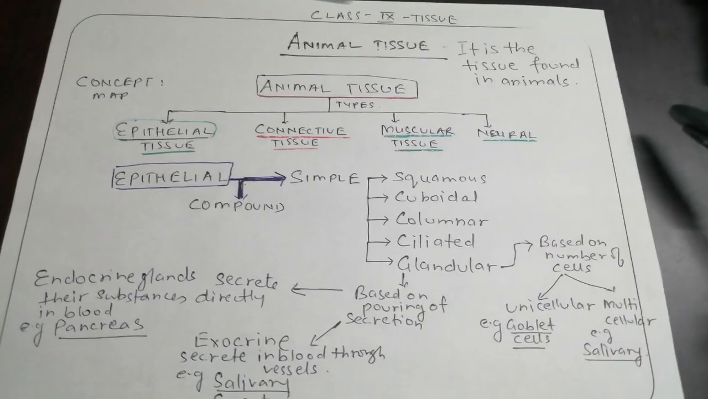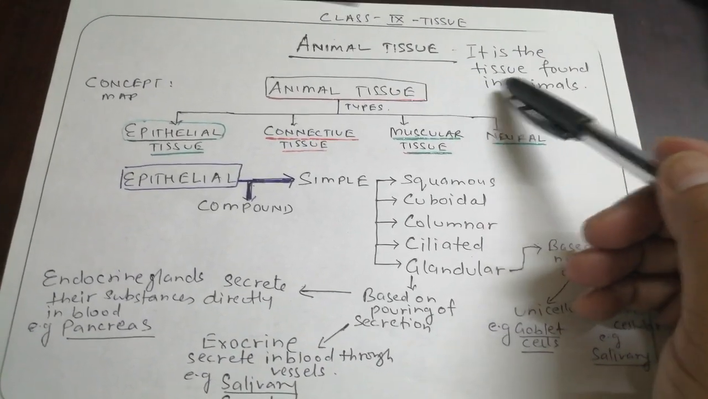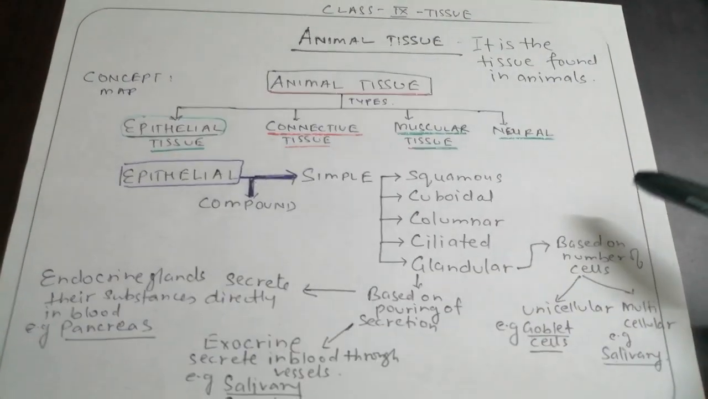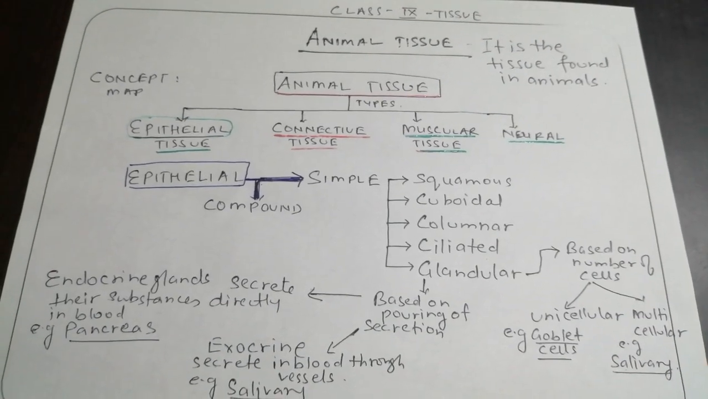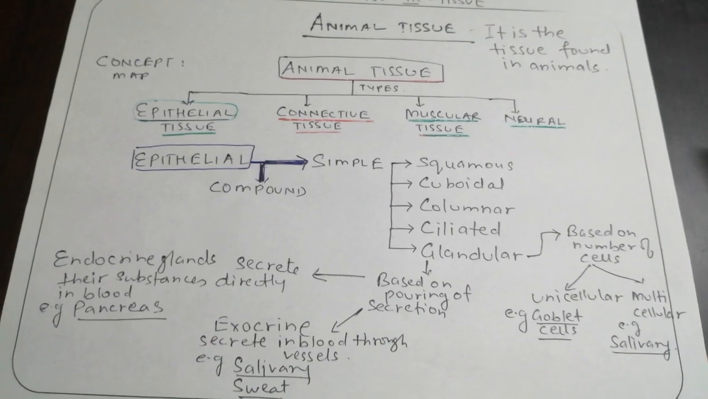Now, what is an animal tissue? As you see here, animal tissue is the tissue found in animals. Now, here I am going to present a concept map before you about animal tissue.